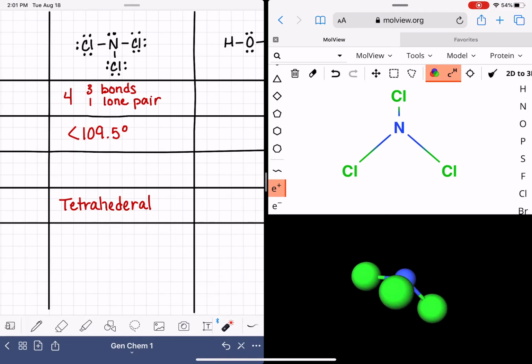So this is not a flat molecule. It does have some shape to it. That nitrogen is just kind of puckered up. This particular molecular geometry is referred to as trigonal pyramidal.